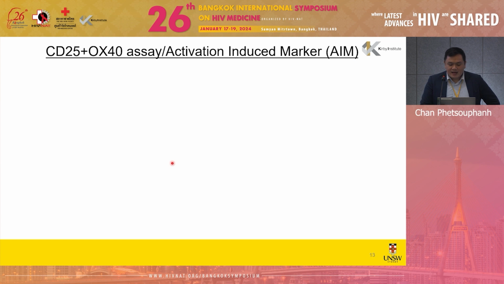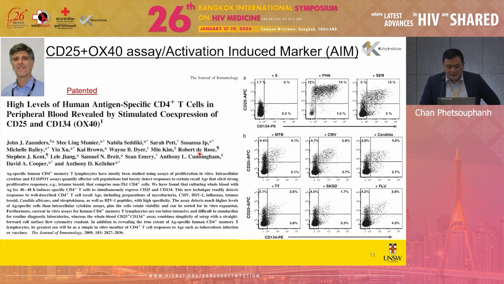So the next assay, which is what we love, and a lot of people I think in the room have worked on this assay already, it's originally what we call the CD25 OX40 assay, and now it's been adopted around the world and called the activation induced marker or AIM assay. And this assay was pioneered in our lab by Dr. John Saunders and Tony Kelleher almost 2 decades ago. And it was basically conceived to be a very straightforward and easy assay to detect T cell responses.